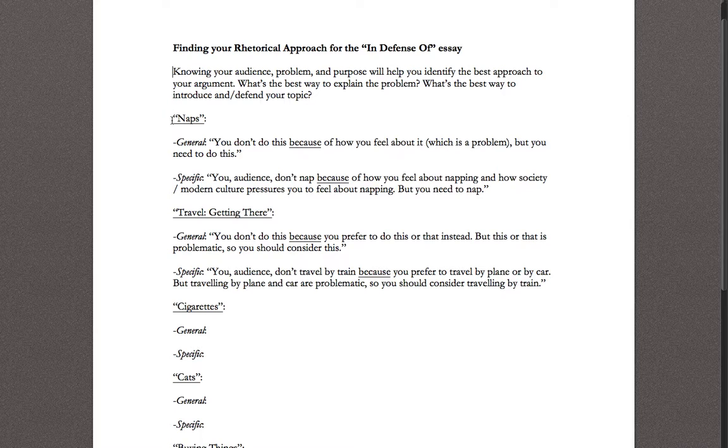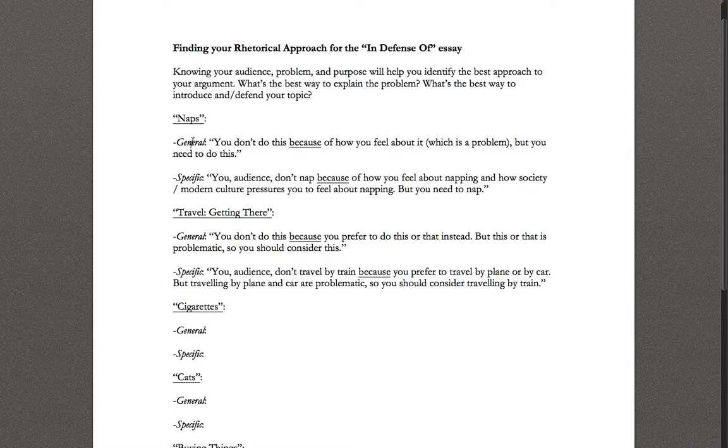So here is the rhetorical approach we have in "Naps." I'm going to give a general and then a specific approach because the general is what you'll be able to look at and decide if your topic in your rhetorical situation fits into that category. Because rhetorical approach isn't just decided by your rhetorical situation, but it's also decided by what your topic is and what options come from that topic.